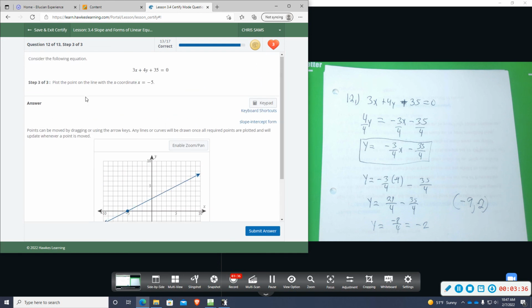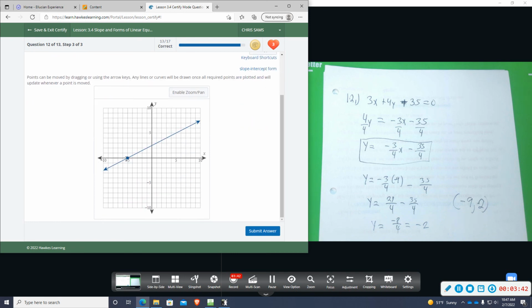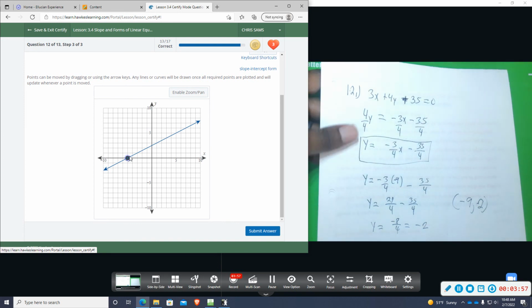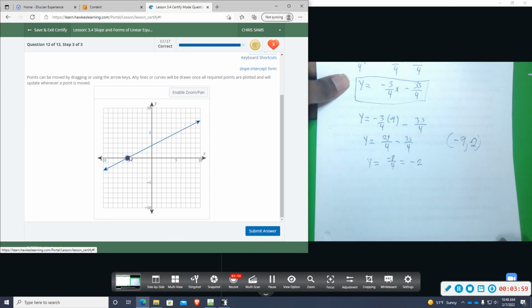And now it says we're going to plot the point on the line with the coordinate x equals negative 5. So this time we're going to find out where the y value is when x is negative 5. So whatever we get, we'll plot it, and then they'll give us our line. In order to graph a line, you just need 2 points. So let's plug in negative 5 and do the same thing.